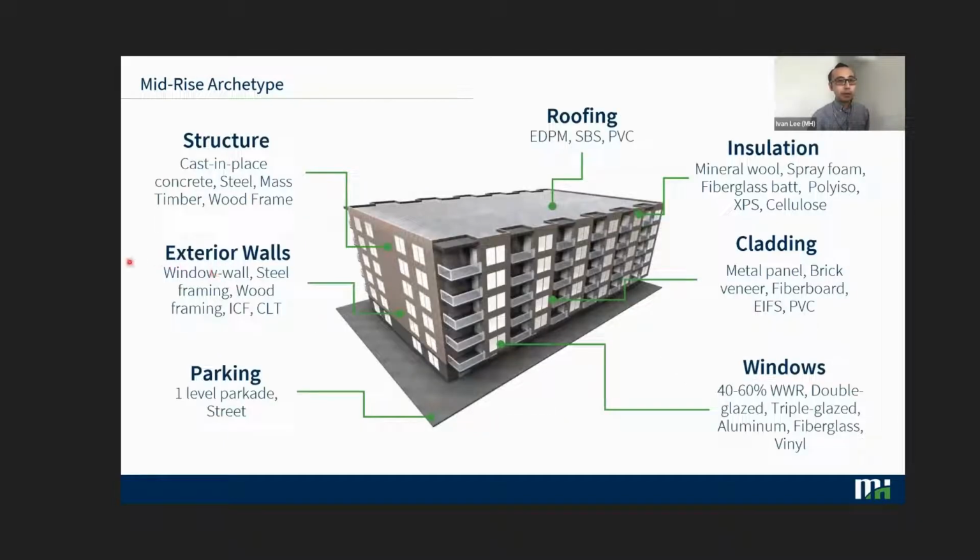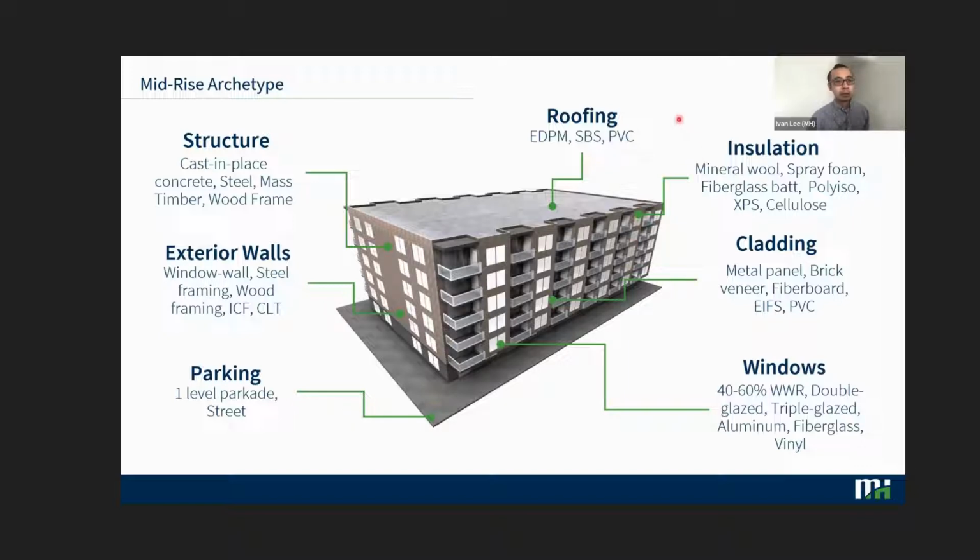In this case, for the mid-rise, we actually considered more variables because we see a larger range of variability in our mid-rise construction here in Vancouver. So we looked at concrete, steel, mass timber, as well as wood frame for the structure. For the exterior walls, we looked at window wall, once again steel stud infill, but also wood stud infill, ICFs, and CLTs. Parking was a little bit reduced. We looked at both street parking and parkade. For street parking, we don't count any of the GWP values within our LCA models. We declare that as outside of our scope.